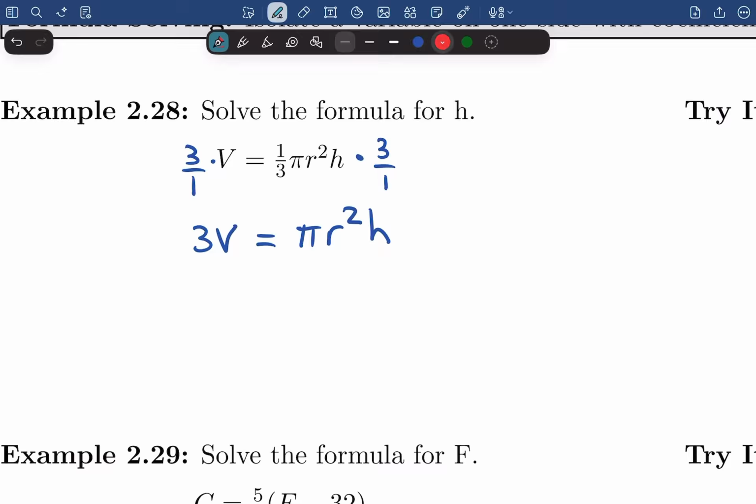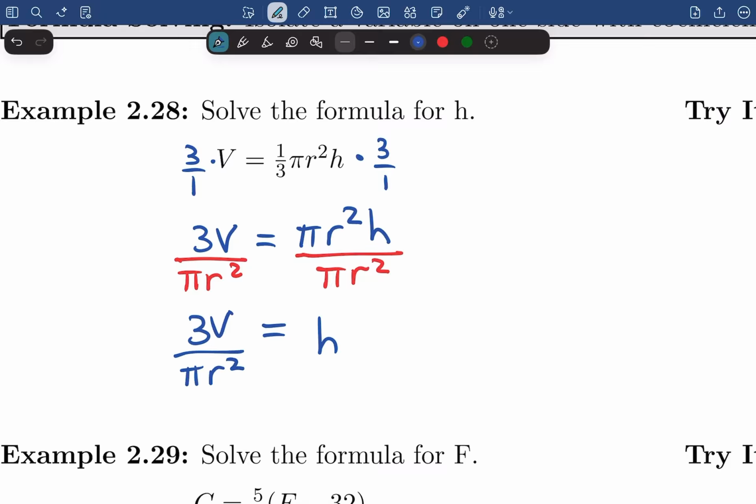At this point, I would divide pi times the radius squared from the right side to the left side. Since pi and the radius squared were both multiplying the height h, we could divide them to the other side. Now, we see things cancel, like pi r squared with pi r squared. In the end, we got h alone. So h, which is what we were trying to solve the formula for, equals 3 times v divided by pi times the radius squared. And we're done.